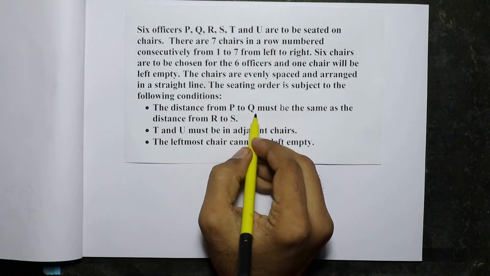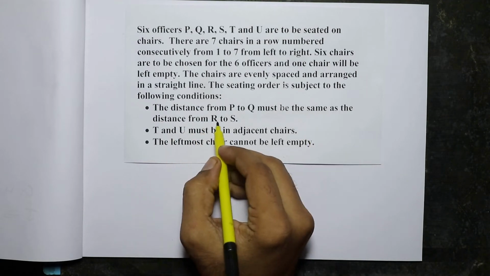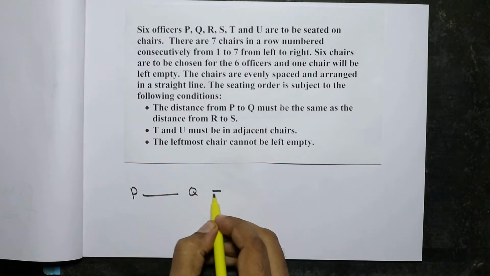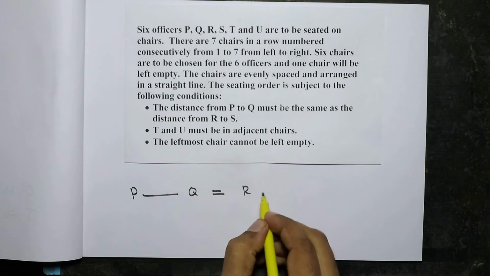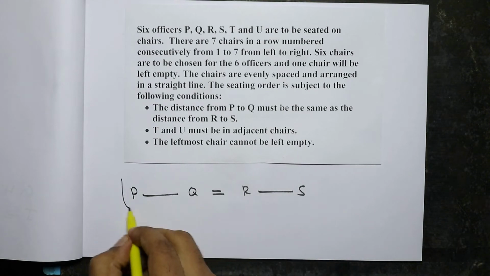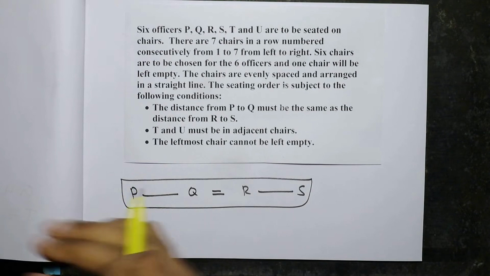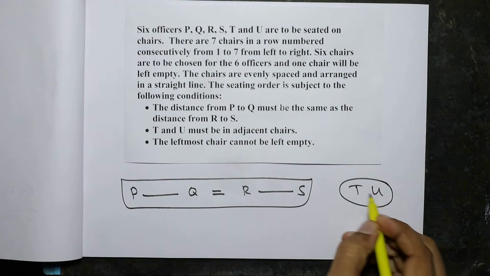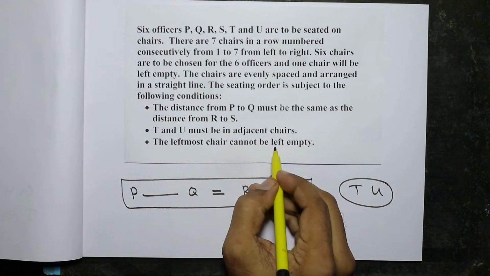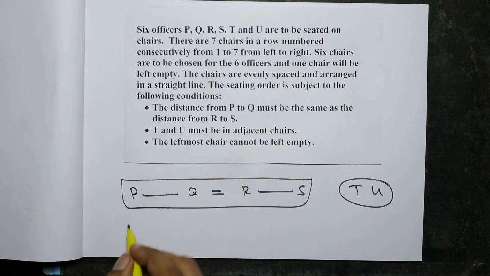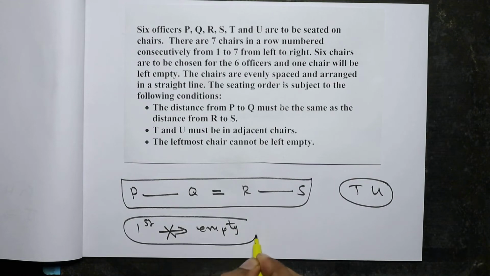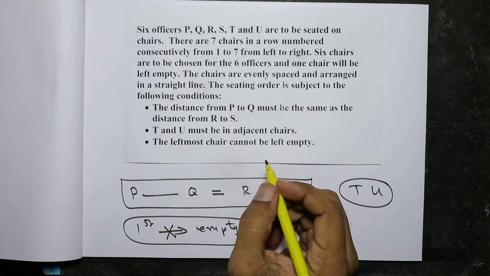The distance from P to Q must be the same as the distance from R to S. So the distance from P to Q, we'll take it as this. This should be the same as the distance from R to S. So this is one condition. T and U must be in adjacent chairs. So T and U should be in adjacent chairs. Finally, the leftmost chair cannot be left empty. So the first chair cannot be empty. So we have got all the conditions. Let's start.